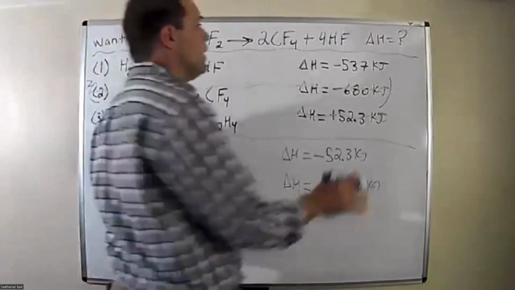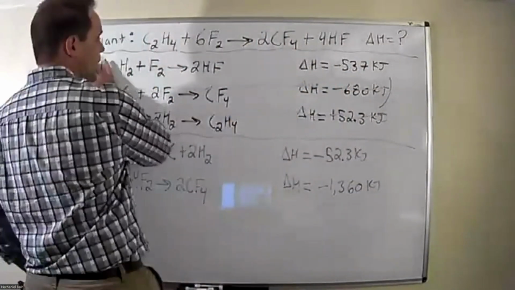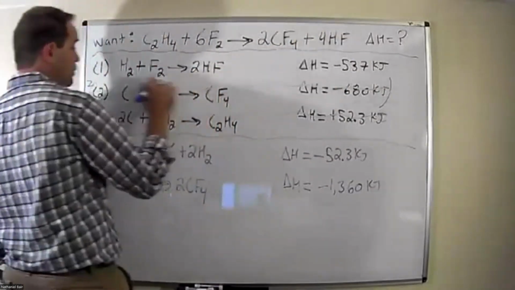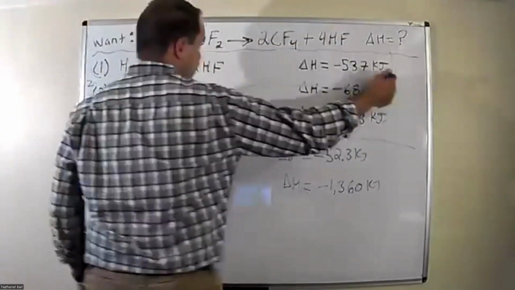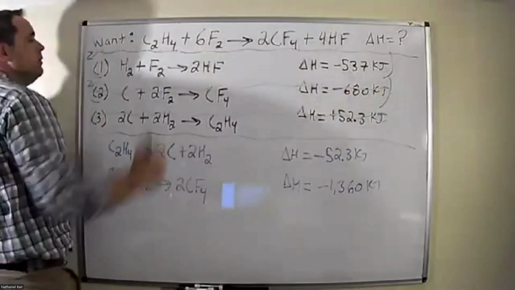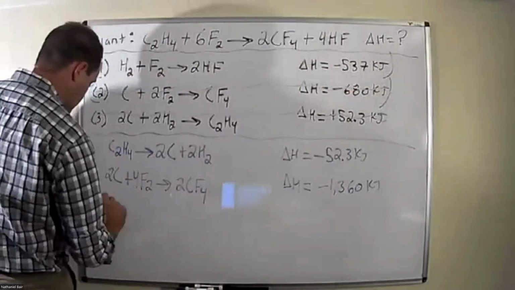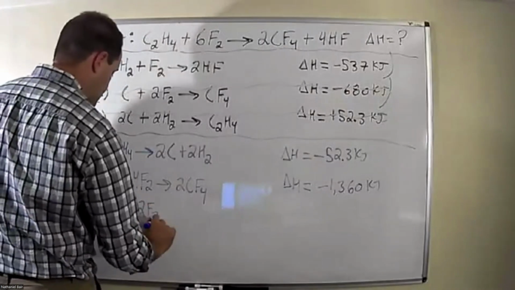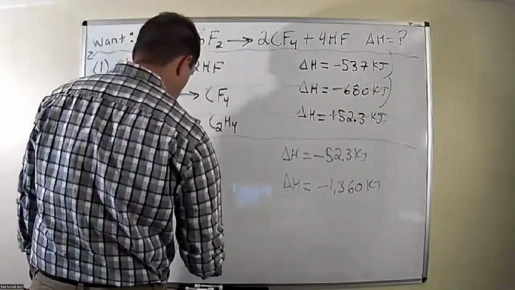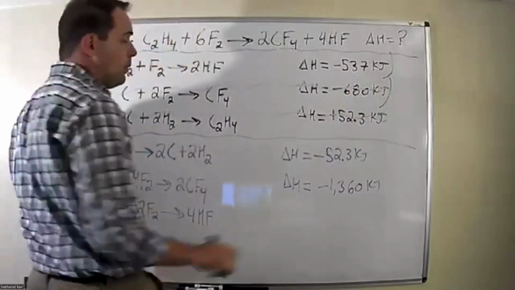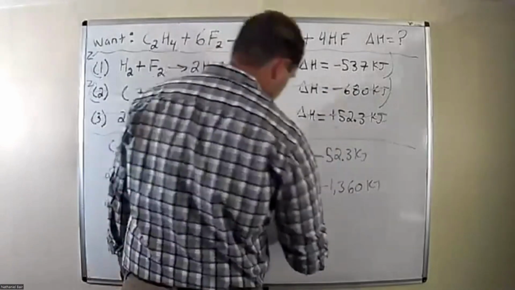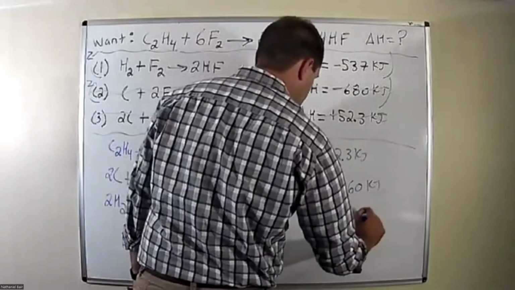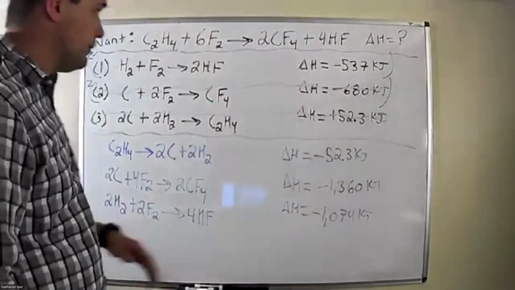And now we need 4 HFs. The first reaction has HF in it on the product side, but there's only 2 of them. So once again, we're going to multiply the first reaction by 2. So this becomes 2H2 plus 2F2 goes to 4HF. We multiply that by 2, and that becomes negative 1,074 kilojoules. Never trust myself, though.